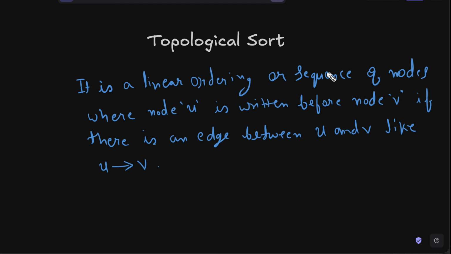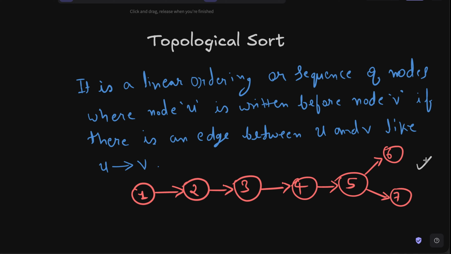So it simply means that we will have a graph and we have to write the nodes of this graph in a sequence where, if there is an edge between u and v like this, we will have to write u before v in that sequence or in that ordering. So suppose that we have this particular graph and now we have to find out the topological sort for this graph. There are a few topological orderings available for this, and all of those orderings are valid. You can use any of them. All you need is one.